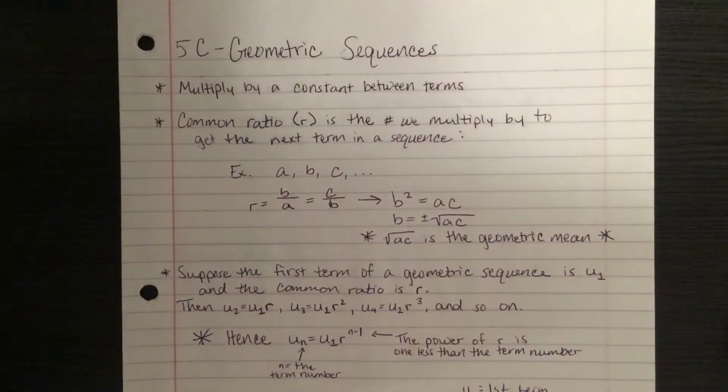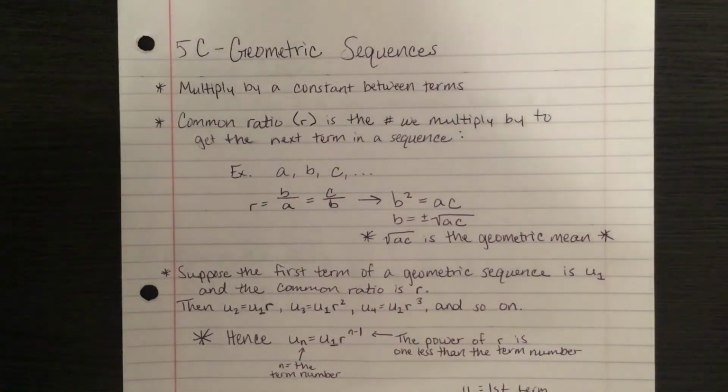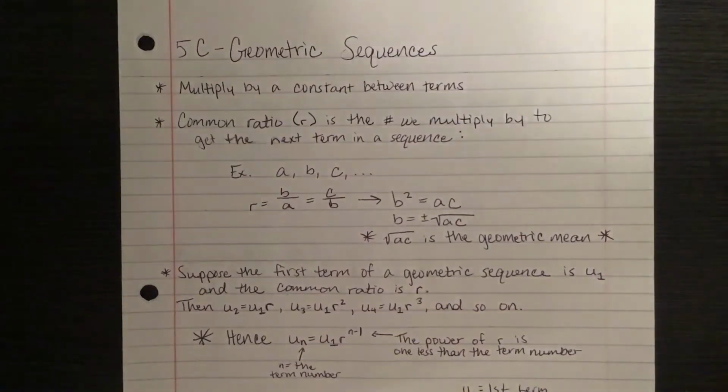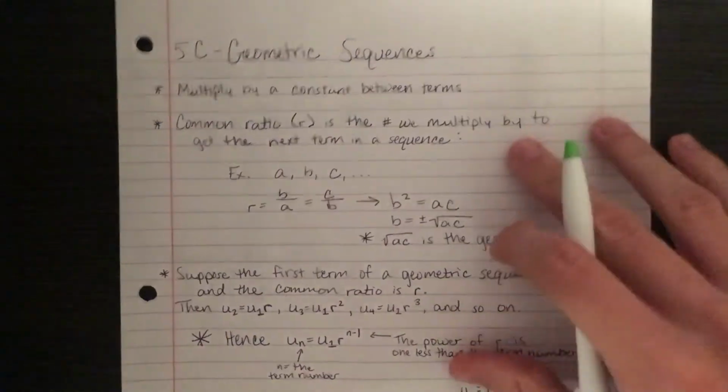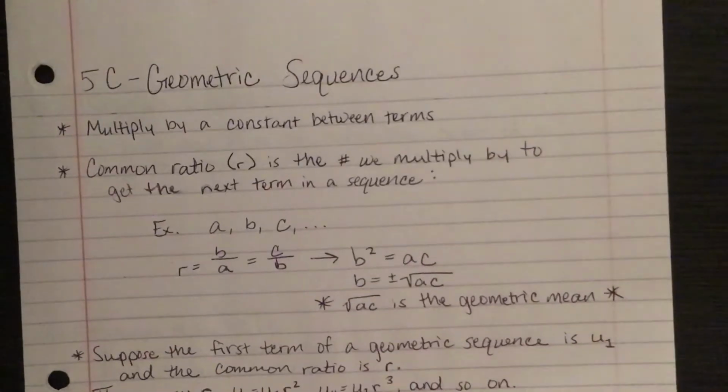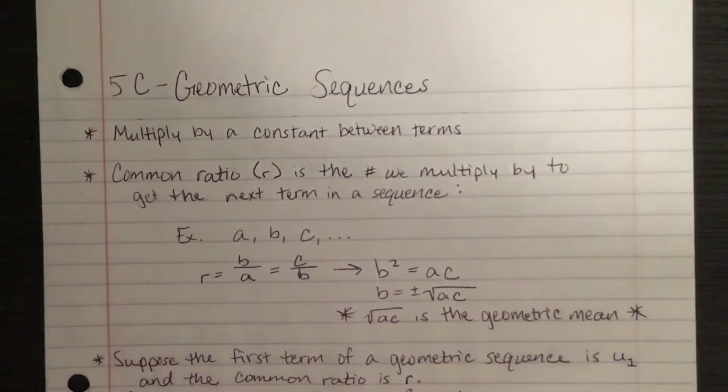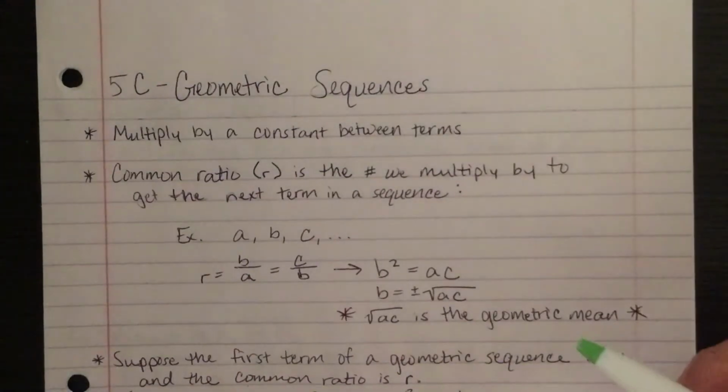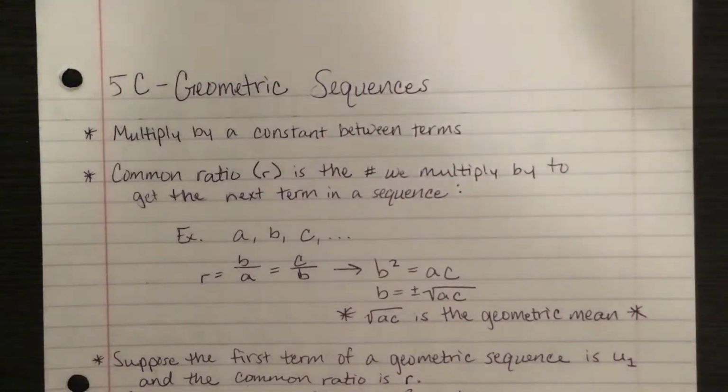Morning, everybody. We're going to continue our unit on sequences and series today. Last class, we looked at sequences in general, as well as arithmetic sequences, which were sequences that either added or subtracted the same thing every single time. Today we're going to look at something called a geometric sequence, which is when you are multiplying by a constant term each time.